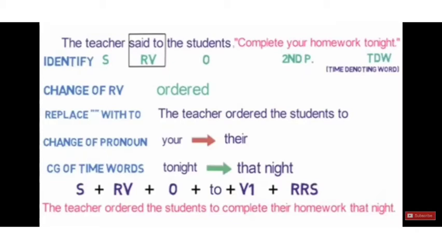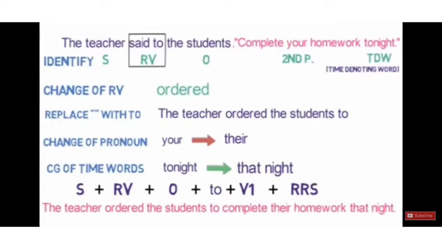Step 4 is change of pronoun. Here your is the second person and the object is students. So your will be converted into their. Step 5 is change of the word denoting time. Here tonight will be converted into that night.